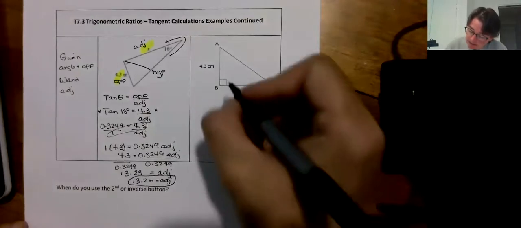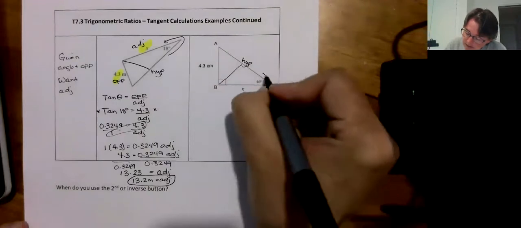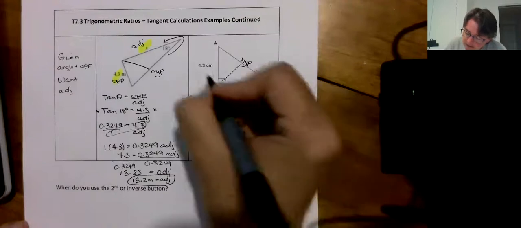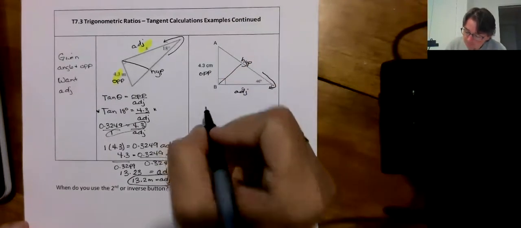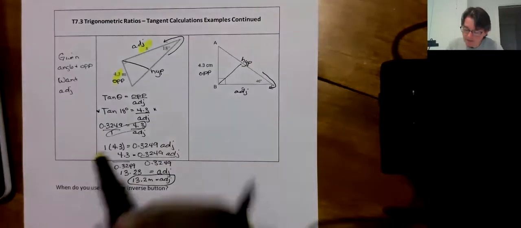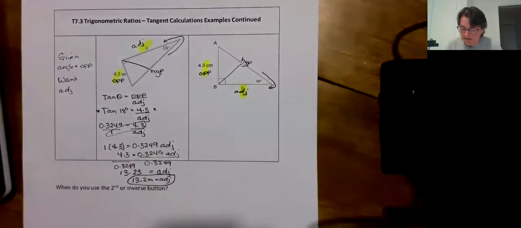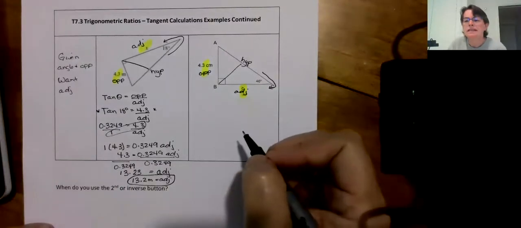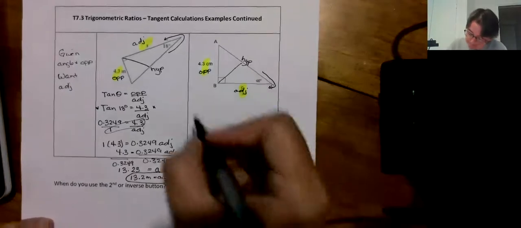Just like that, you did. Hypotenuse, around my corner, adjacent and opposite. So I have my opposite. I'm looking for my adjacent. That's going to give me tangent. If I tried to use either sine or cos, it's not going to work because that would require me knowing the hypotenuse. And I don't.